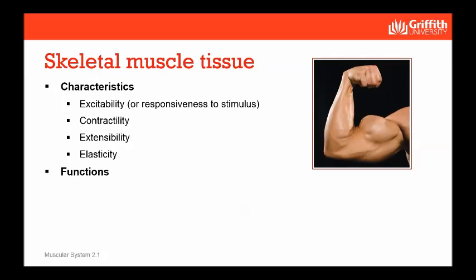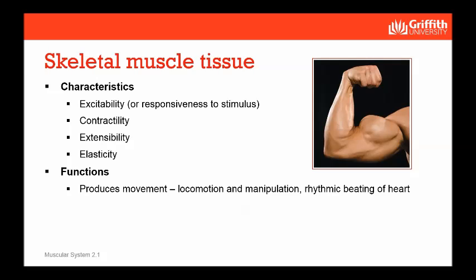Additionally, muscles have at least 4 important functions. They produce movement. Contraction of skeletal muscle allows locomotion and manipulation of fine objects. The rhythmic beating of the muscle cells in the heart allows blood to be pumped around the body, and contraction of smooth muscle in the walls of the digestive system propels substances along the tract.